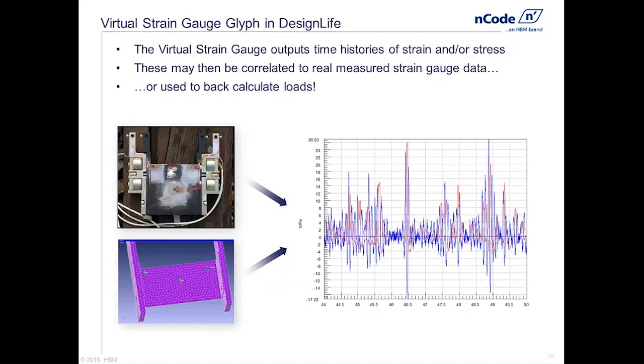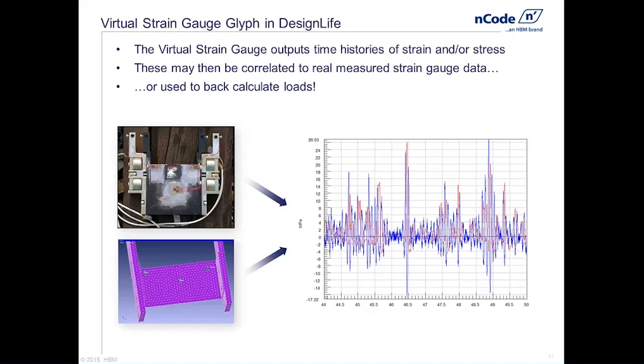So we're going to see, inside nCode DesignLife in just a minute, this concept of the virtual strain gauge. The virtual strain gauge has been around inside nCode for a while. Its goal in life is to recover stresses and strains in user-specified locations and orientations such that we can compare with actual measured strain data. Okay, so this is often used as a correlation tool to see how well my finite element model predicts stresses and strains relative to measured stresses, measured strains, or calculated stresses from measured strain gauge data.